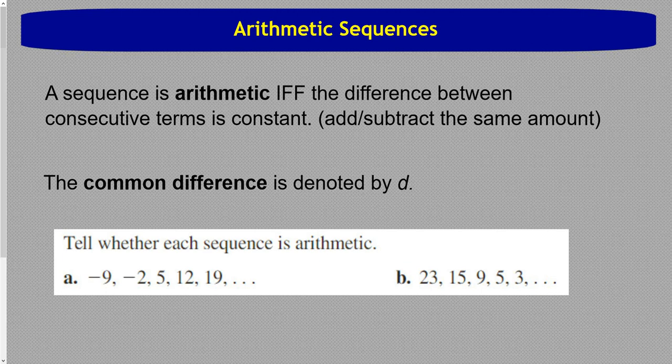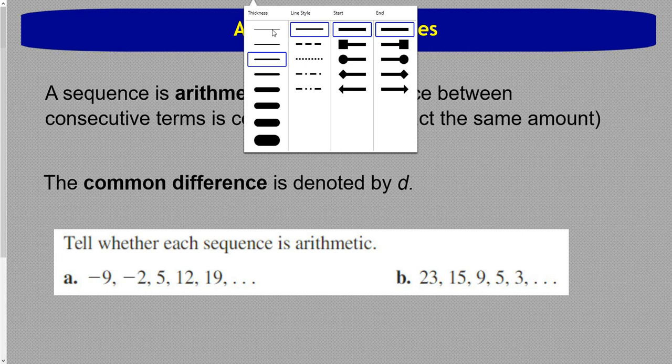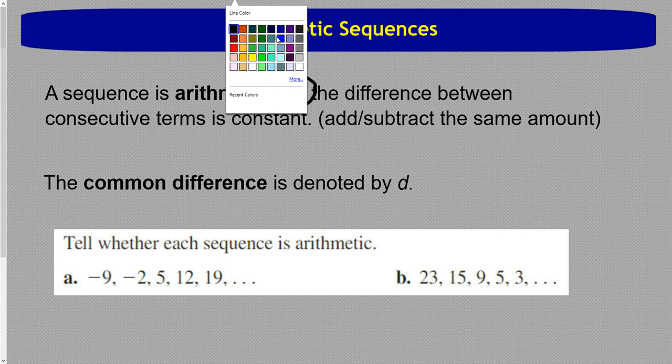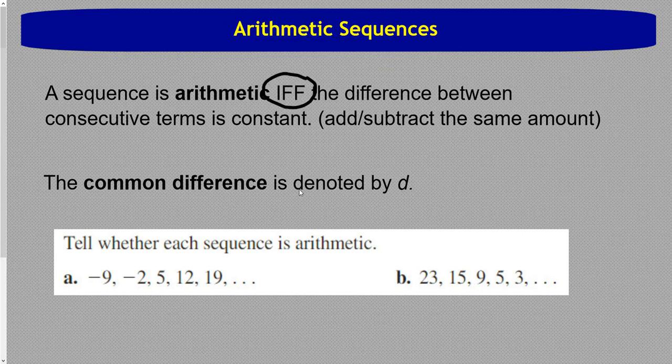So I want to point that out. This big IFF means if and only if, so it works both ways. A sequence is arithmetic if and only if the difference between consecutive terms is constant. So if the difference between every term stays the same, then it is an arithmetic sequence, meaning we add or subtract the same amount every time. We will call that common difference d.